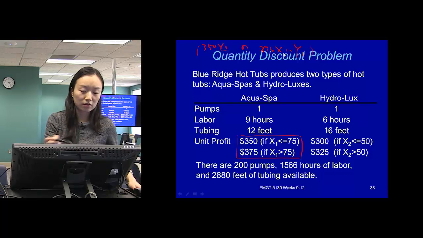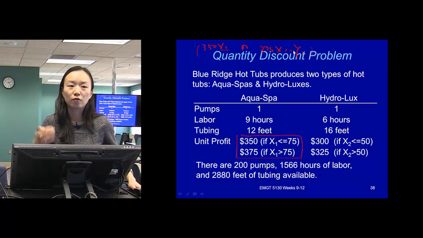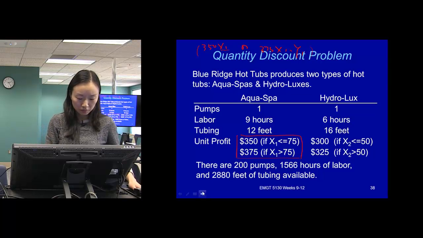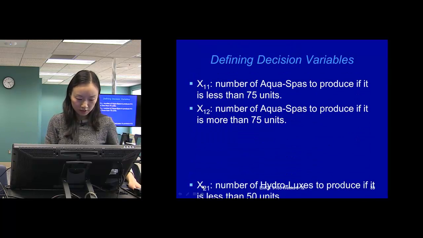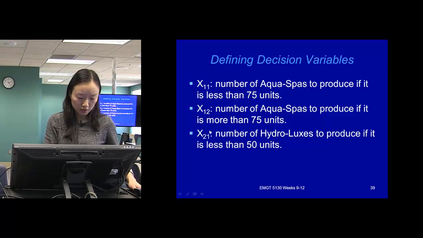Okay, and you need to turn one of them on or off. Okay, but we cannot say if this happens, choose this objective function, otherwise choose the other objective function. We can only have one objective function. Okay, so our decision variables should be, we use, one more.